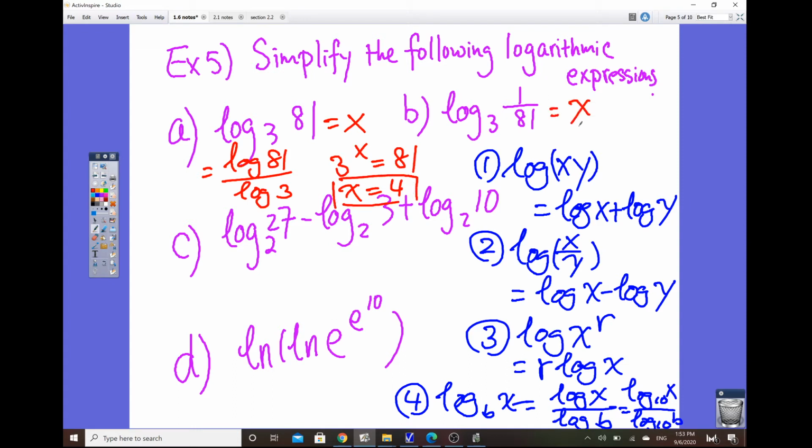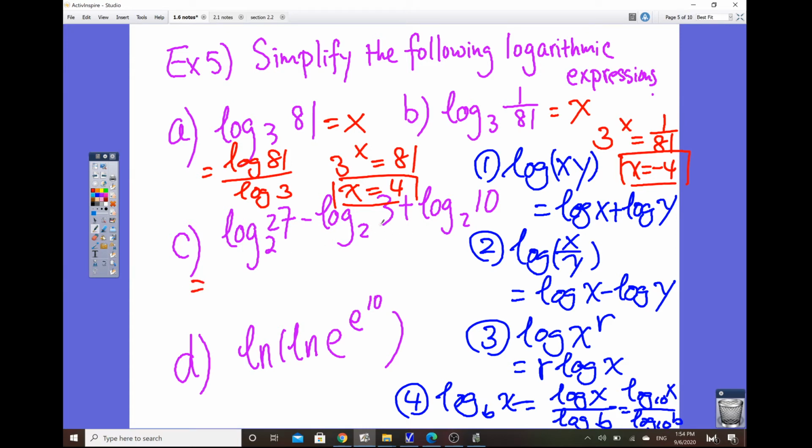Since we don't know what that is, this one is written as 3 to the power of x, but it's equal to 1 over 81. So that means x is negative 4. With a negative exponent, we need to convert the number to its reciprocal. And now for the rest of this, we want to condense them. But before you condense, make sure that they have the exact same base. So 2, 2, and 2.